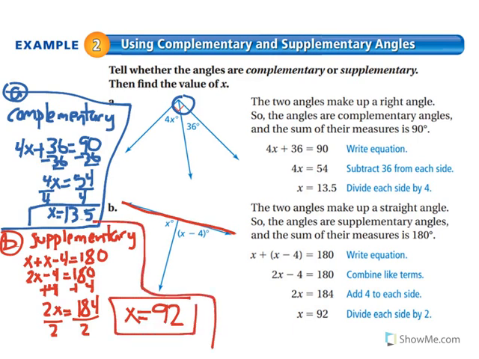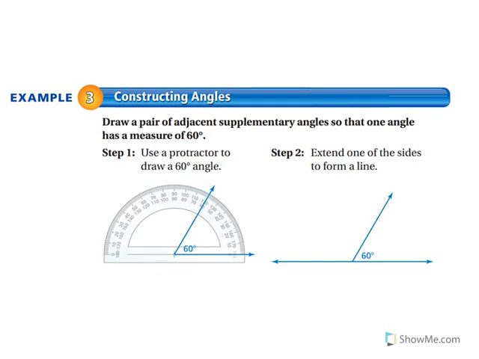There you go. That is how you would do these two examples. Hopefully that makes perfect sense to you. Let's go ahead and look at our last example. This example is again talking about constructing an angle. In this case, the directions say, draw a pair of adjacent supplementary angles so that one angle has a measure of 60 degrees.